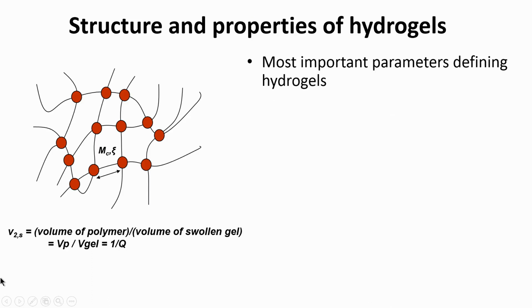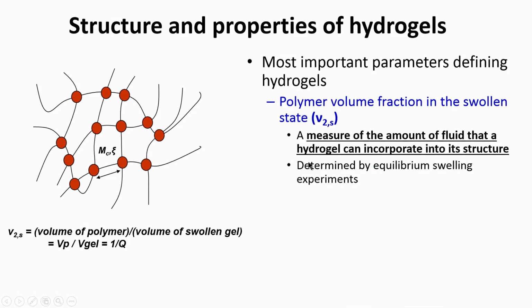So, what are some of the structure and properties of the hydrogel? Let us define a few terms. These are some of the most important terms in defining a hydrogel. One is the polymer volume fraction in the swollen state, defined as V2S. This is essentially a measure of how much fluid the hydrogel can incorporate into its structure.